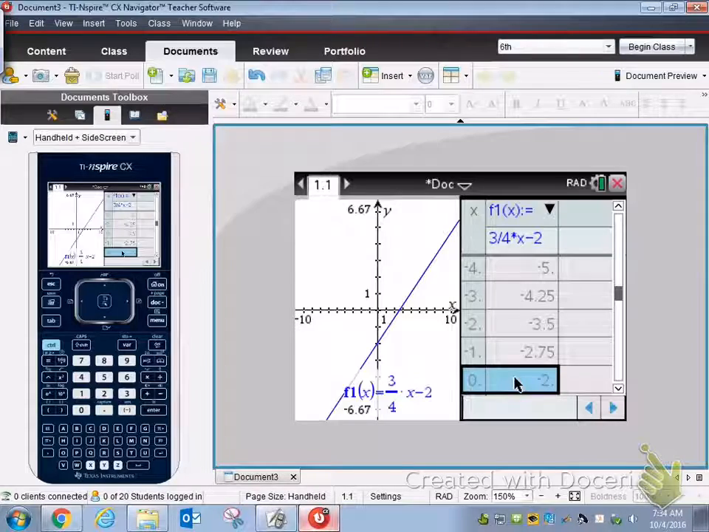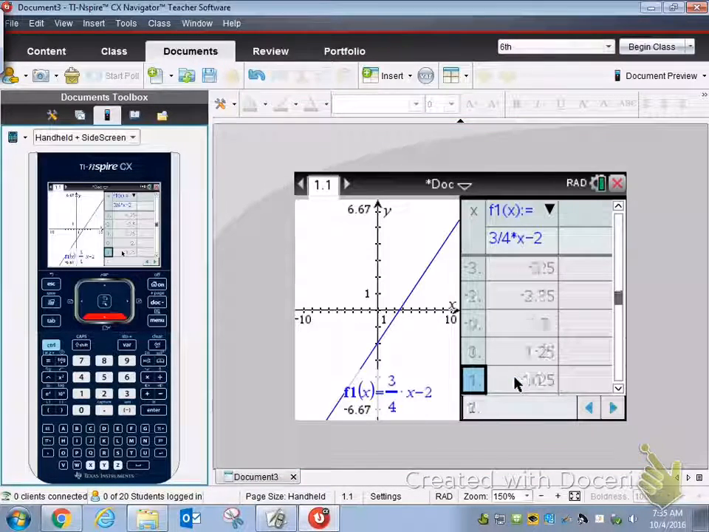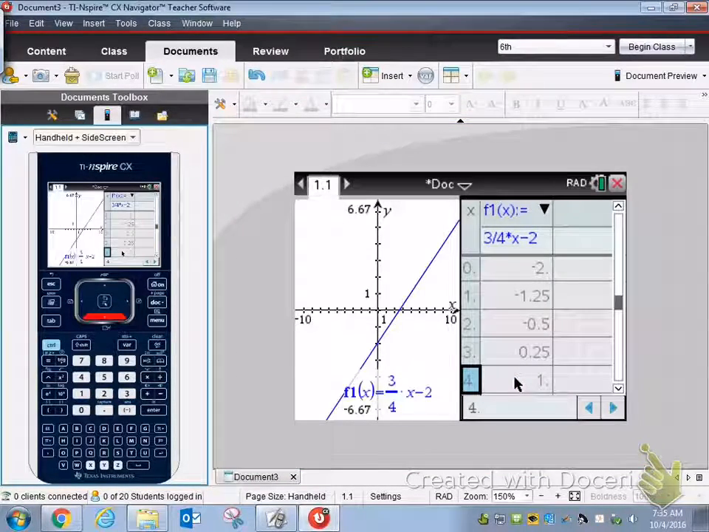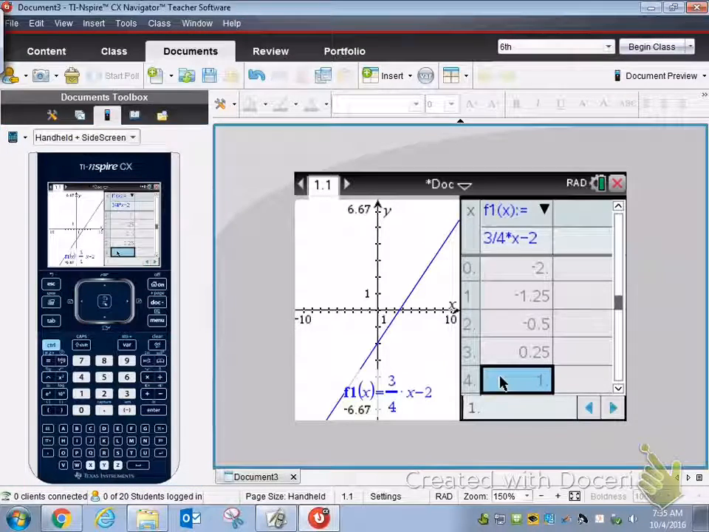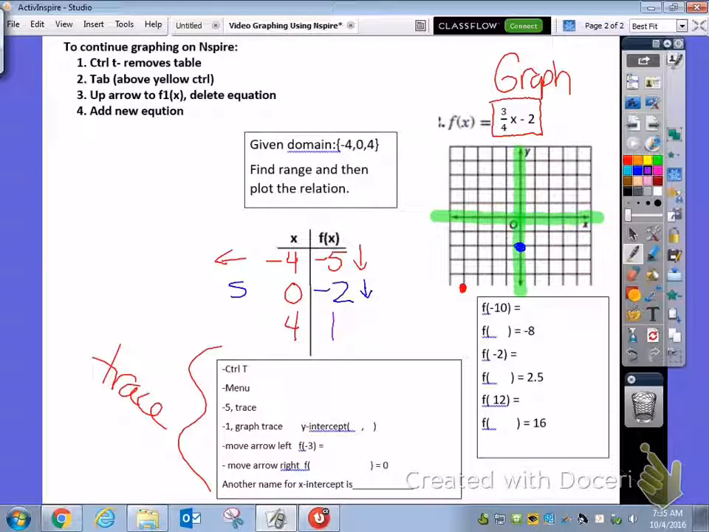So on my table, I need to scroll down. +4, then my Y value is 1. So this is a 1. So I'm going to go to the right 4 and up 1. So start at 0, 1, 2, 3, 4, up 1. Once you have your points, you connect them, and you'll use a ruler to draw your line.